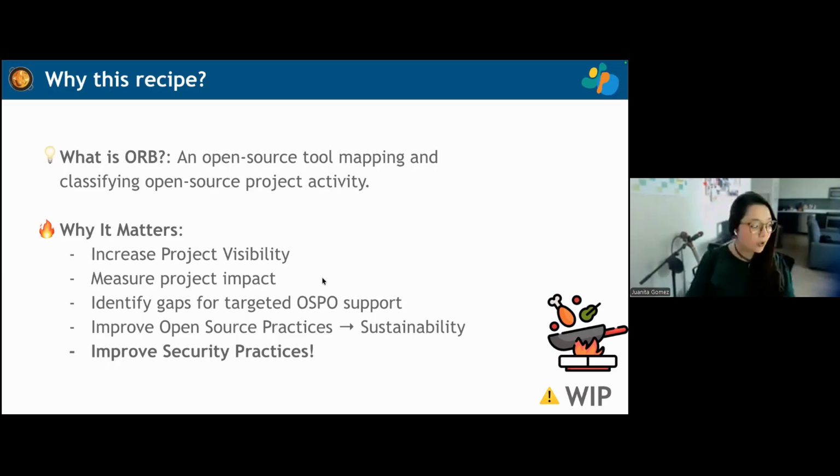Identify gaps for targeted OSPO support. I know there have been a lot of OSPOs created recently within the university space, and I think that identifying which things are helpful for them to do within universities is a good outcome of this work. Improve open source practices, which in the end turns into sustainability, and improving security practices, which is actually the thing that I care the most about because that's what my research is about. But I'm not going to be talking that much about security today.